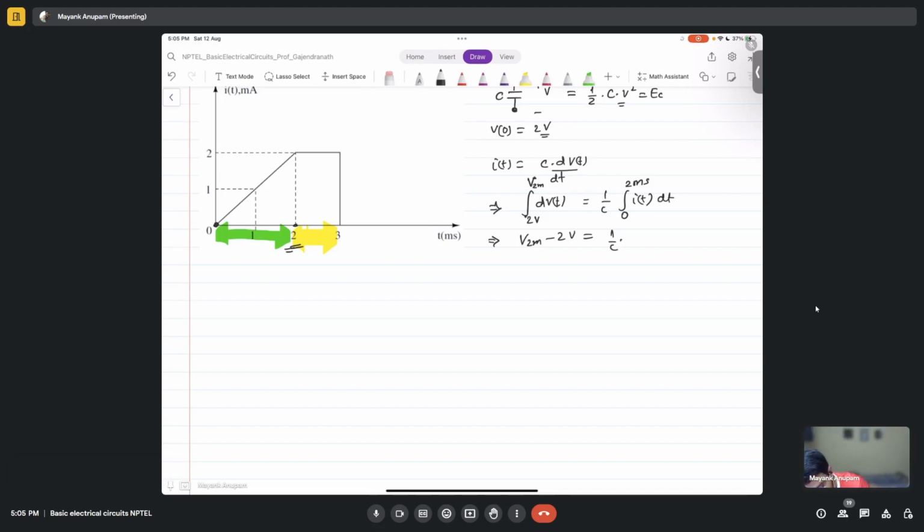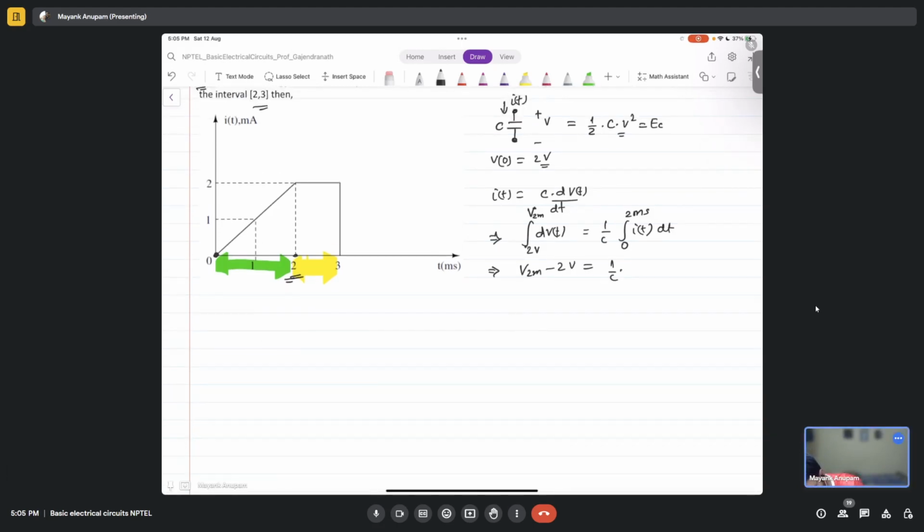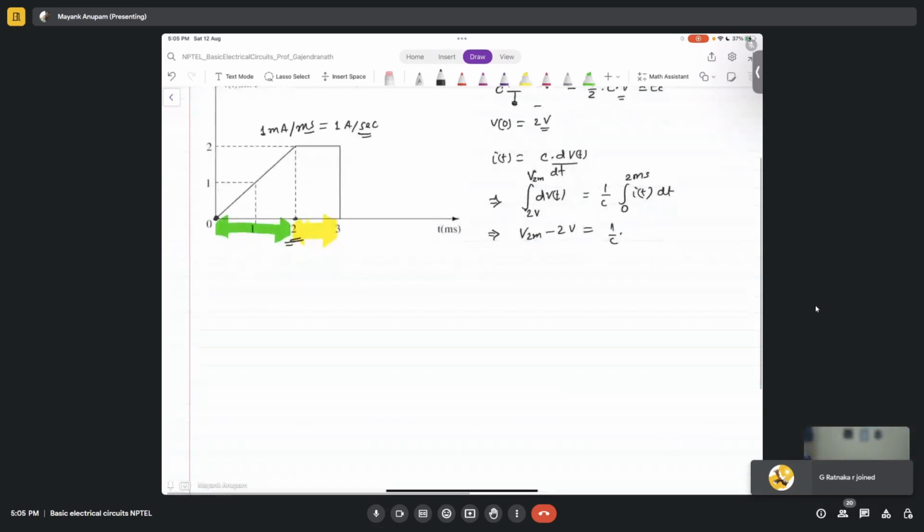It is a ramp function with slope 1. What is 1? It is 1 milliamp per millisecond, or 1 ampere per second. So always take care of the units. So the slope is 1 amp per second.